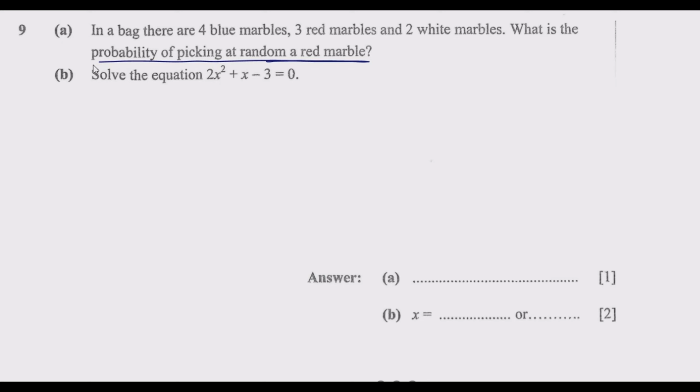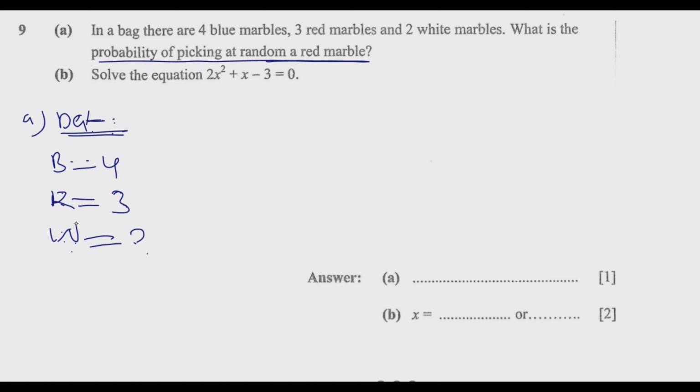So the best way to answer this question is to use the tree diagram. The first thing is, let us collect the data. So what do we have? The blue marbles are 4, then the red ones are 3, then the white ones are 2. So that's what we have.